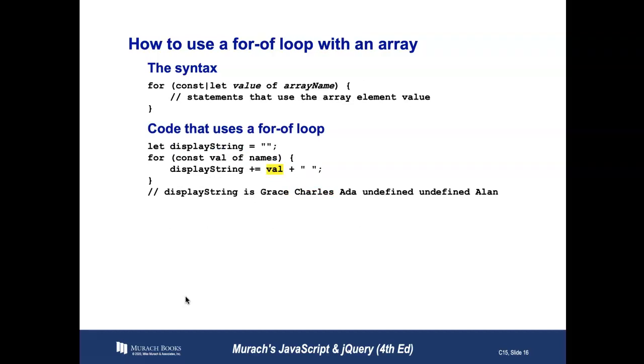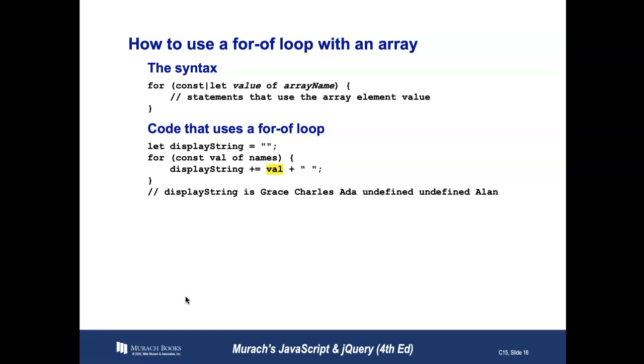This is how to use a for of loop within an array. So the syntax, again, let value of array name. This for of loop is similar to the for in loop with a couple of exceptions. Note how if we use for val of names and concatenate that string, the undefined values show up now. So for of will get every value in the array regardless of whether it has a definition or not, whereas for in only displays values that are not undefined.